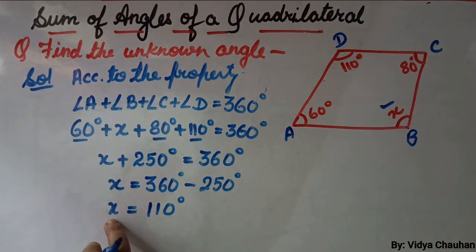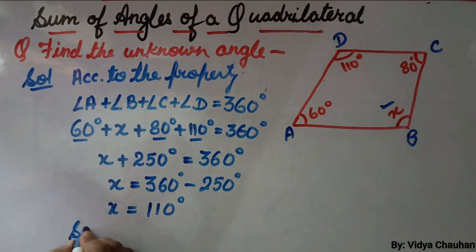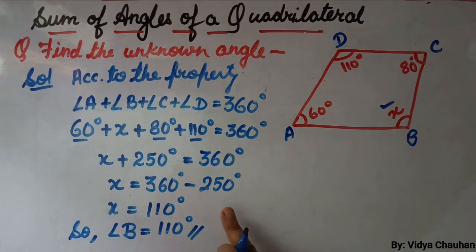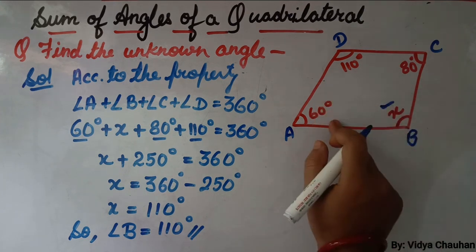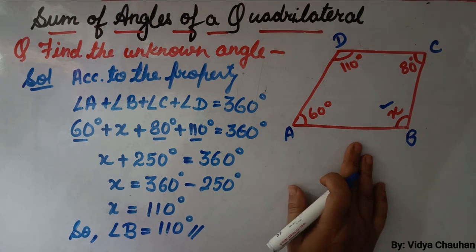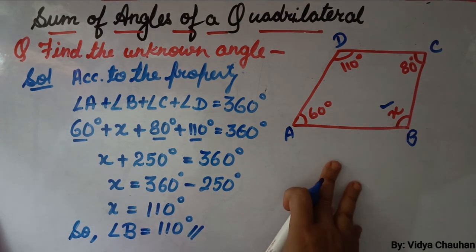What is this X actually? This X is the value of angle B. So you can write our unknown angle B is actually equals to 110 degree. So this is your solution, and this is how you can find any unknown angle in case of a quadrilateral, whatever the shape of the quadrilateral is, whether it is a square, a rectangle, a parallelogram, a trapezium or a rhombus. So students, I hope this topic is clear to all of you.